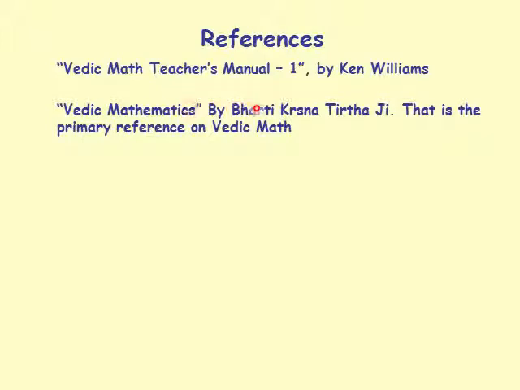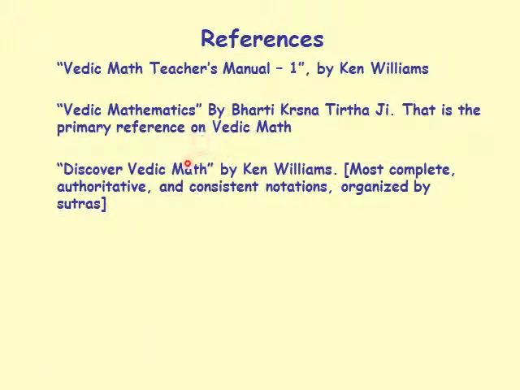Vedic Math by Bharati Krishna Tirthaji is the primary reference on Vedic Math. If there's anything related to Vedic Math, it probably is covered in Tirthaji's book, or at least referred to there. Then there is Vedic Math by Ken Williams. That's the most complete, authoritative, and consistent in notation, and the book is organized by sutras. The by addition and by subtraction method is in the section on the sutra by alternate addition and by alternate elimination and retention.